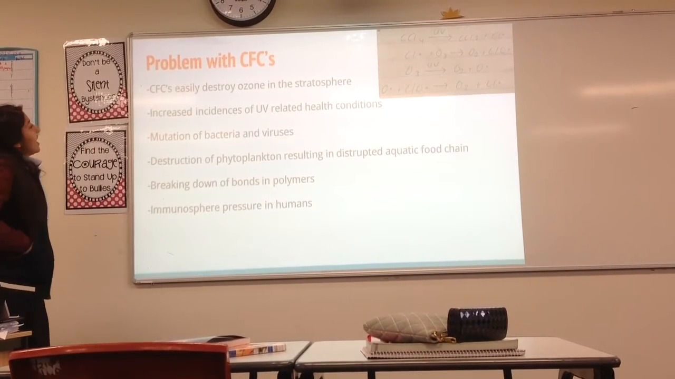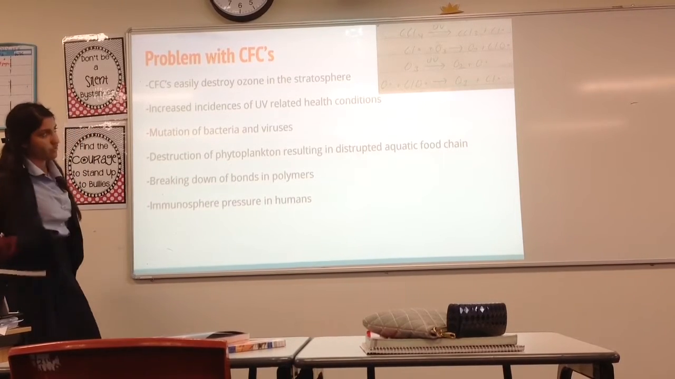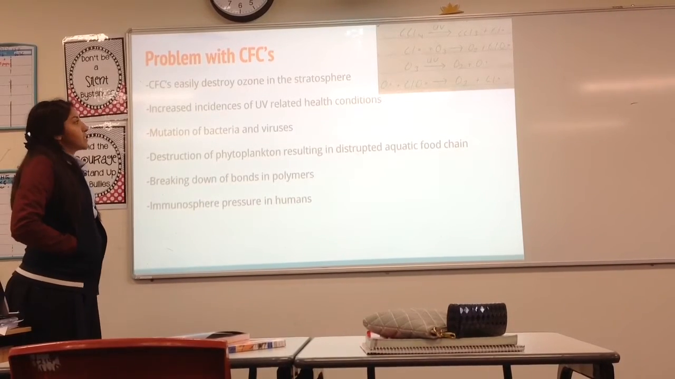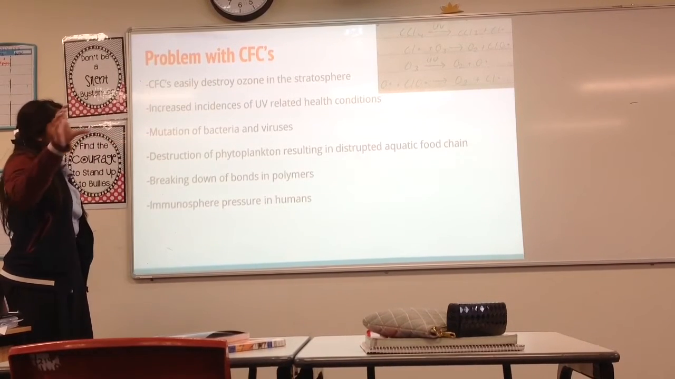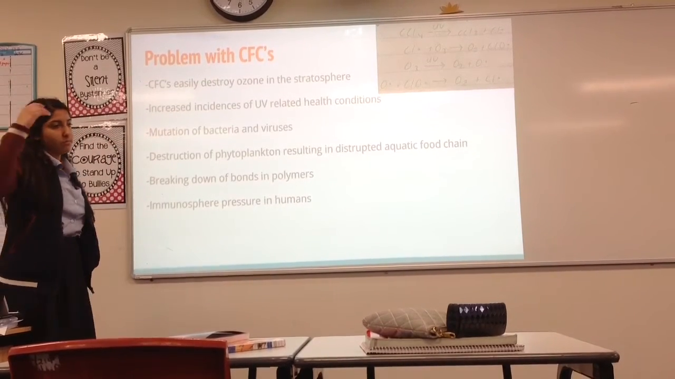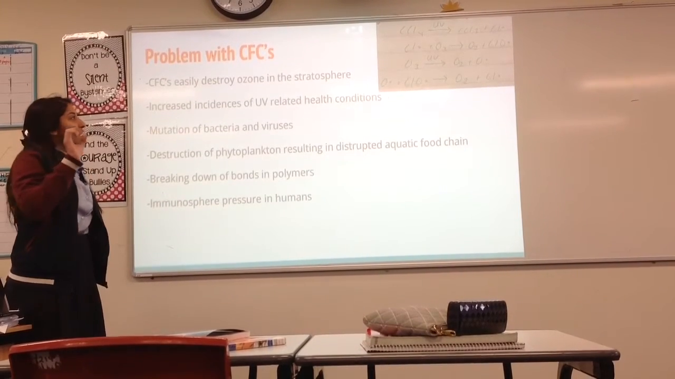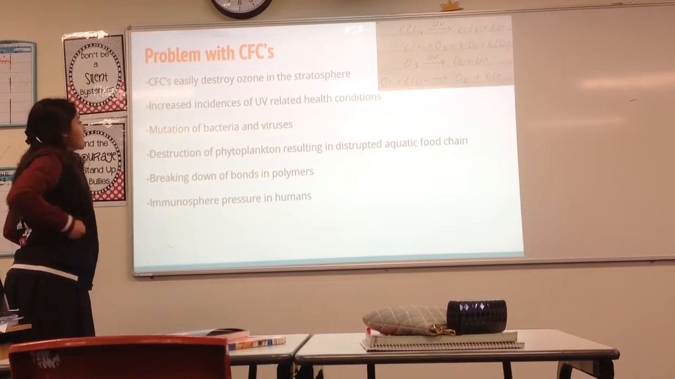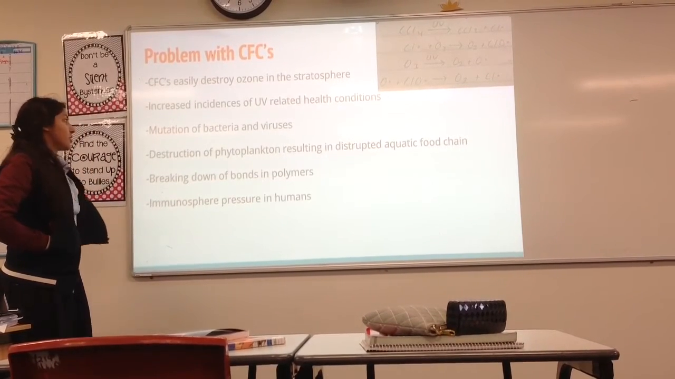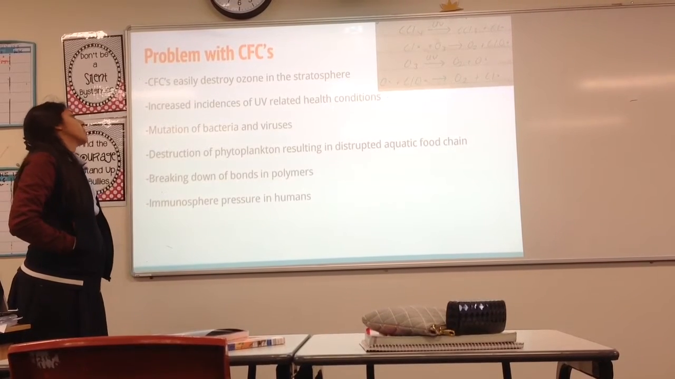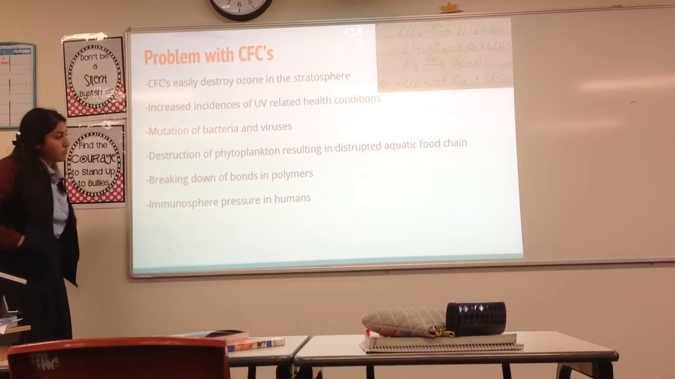Increased incidences of UV-related health conditions is a result of CFCs in the atmosphere, because the stratosphere consists of this ozone, and once it gets destroyed, there's a thin layer, and so the UV can enter Earth. With mutation of bacteria and viruses, destruction of phytoplankton resulting in a disrupted aquatic food chain, breaking down of bonds in polymers, and immunosuppression in humans.